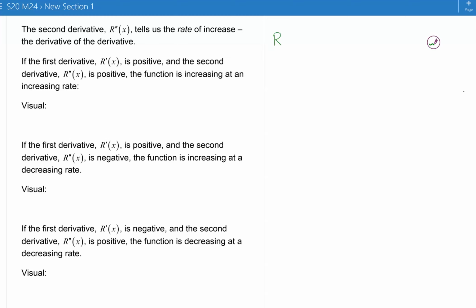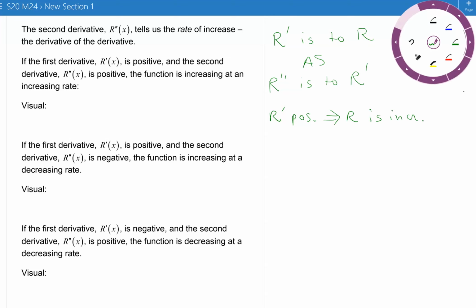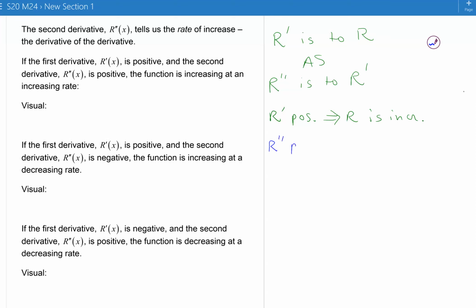So let me write an analogy here for you. R prime is to R as R double prime is to R prime. So everything that R prime tells you about R, R double prime tells you about R prime. So we know if R prime is positive, that means R is increasing. So the analogy says that if R double prime is positive, then R prime is increasing. And the opposite's also going to be true.